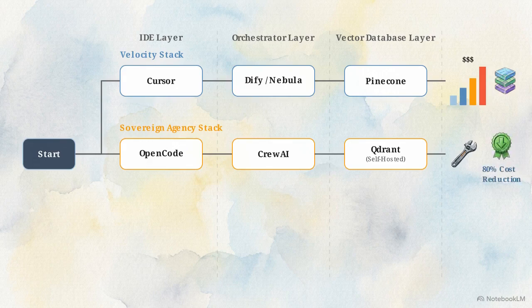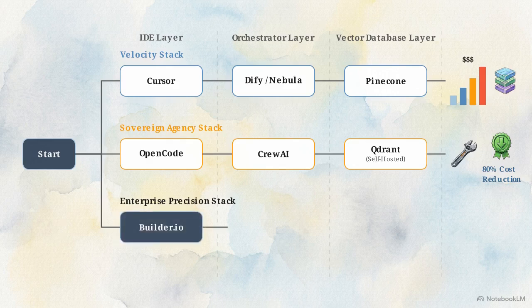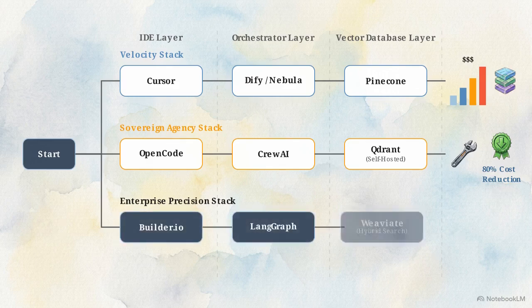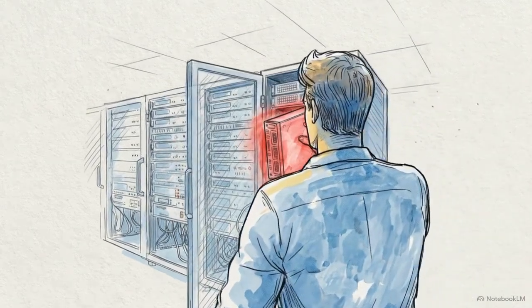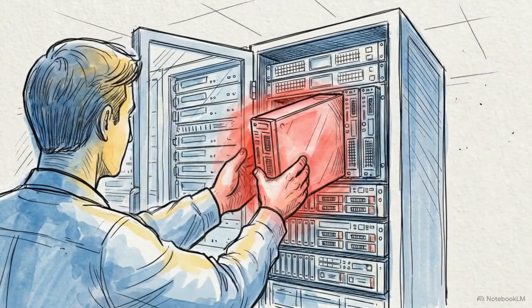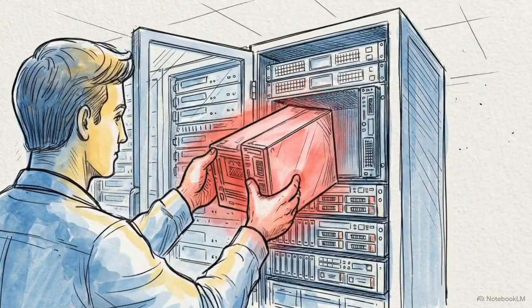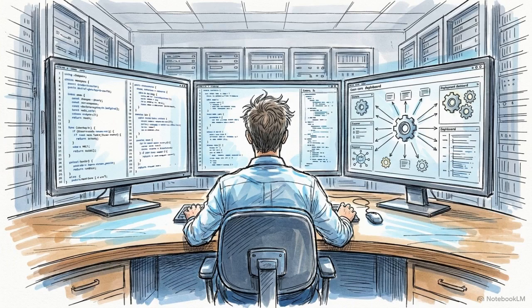Finally, the Enterprise Precision Stack is designed for teams managing massive data scale and strict compliance constraints. Running Builder.io, LangGraph, and Weaviate handles billion-scale retrieval and complex hybrid search, but demands dedicated governance and massive engineering resources to maintain. The core architectural rule is simple. Never optimize for a scale you do not have yet. Identify your immediate bottleneck today, select the stack that solves it, and get to work.